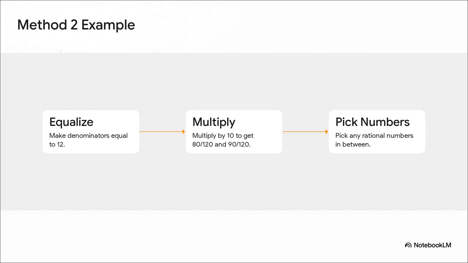But hold on, there are no integers between 8 and 9. To fix that, we simply multiply both the top and bottom by a common integer. Let's just use 10, because it's super easy. Now we have 80/120 and 90/120. And from there, you literally just pick the numbers. 81/120, 82/120, 83/120. You've just unlocked a whole range of numbers without breaking a sweat.